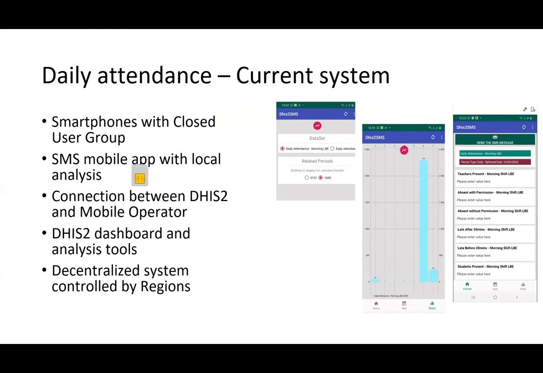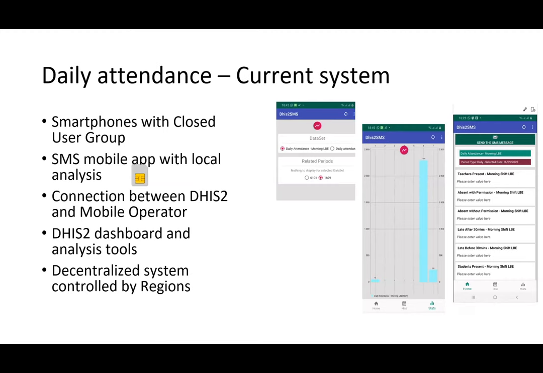I think with the earlier presentation, you realized that there was a former system around, and they were sending the data through SMS, with a specific format that you should send the data in. And the problem was the format was a bit difficult for people to send data with. So you had issues with bad formatting, and it was difficult for them to compile, aggregate, and analyze the data.